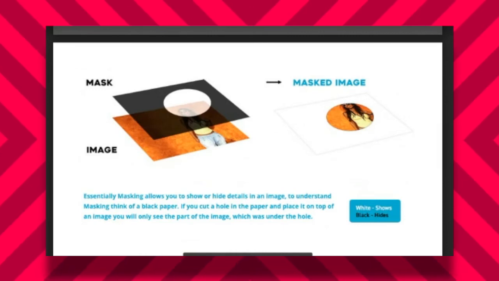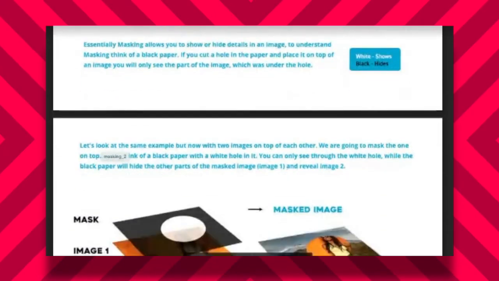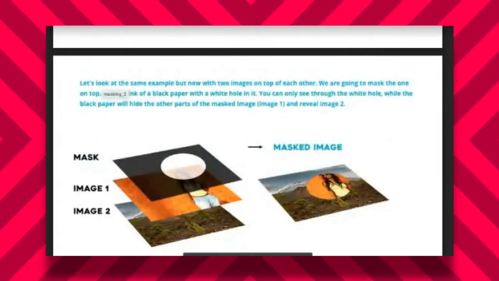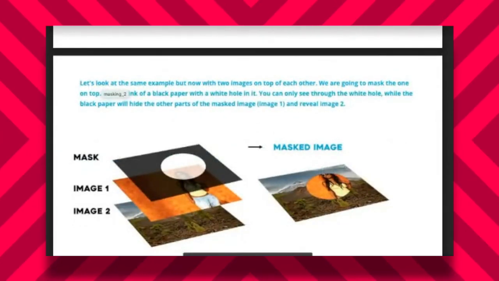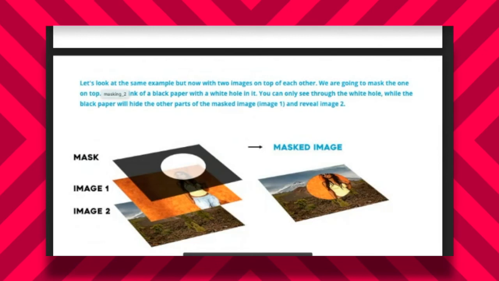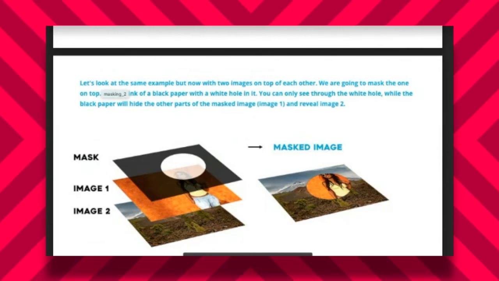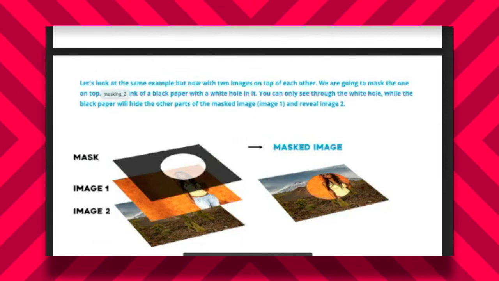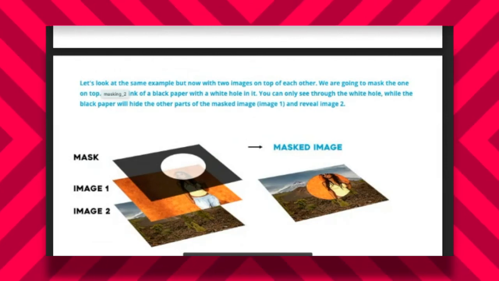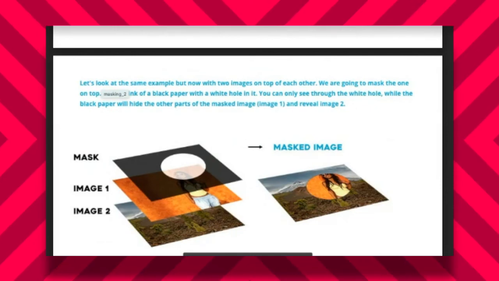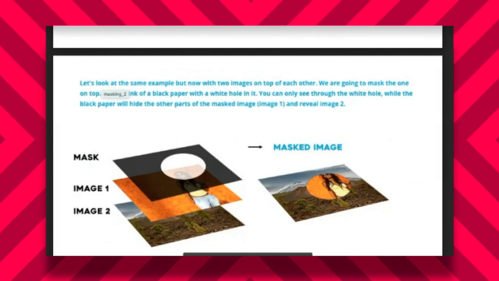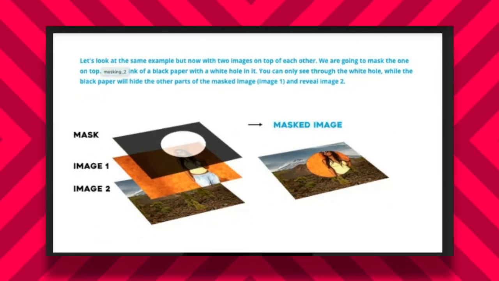Let's look at the same example, but now with two images on top of each other. We're going to mask the one on top with black paper and a white hole in it. You can only see through the white hole, while the black paper will hide the other parts of the masked image, image one, to reveal image two. So as you can see, we place the mask on top, okay? And then there's the image underneath, and it will reveal what's below it. So that's how you get that final image, the masked image on the right.